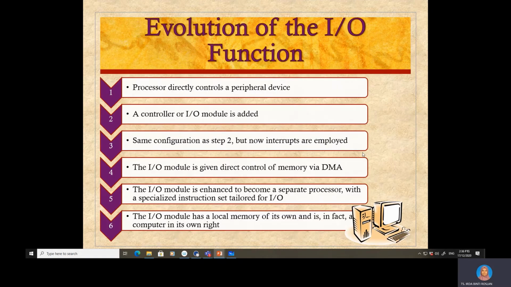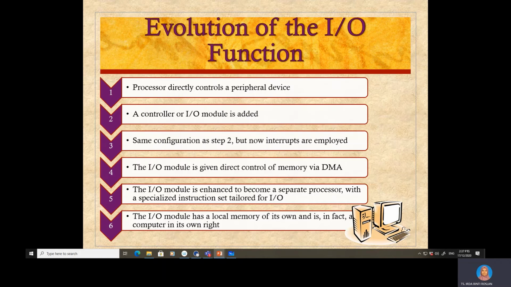So these are the evolution of the I/O function. The earliest step is that the processor directly controls a peripheral device. Peripheral device refers to your I/O devices. Anytime the processor needs to access I/O, it needs the control of the processor, meaning that the processor will control it.